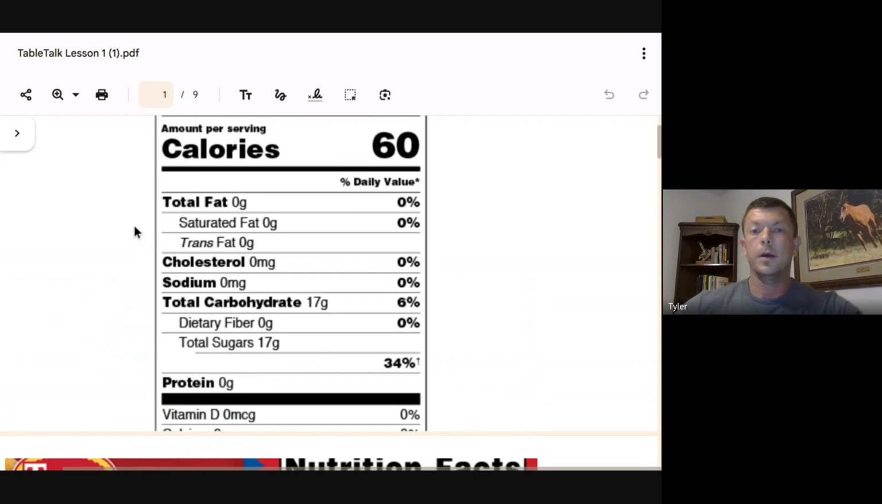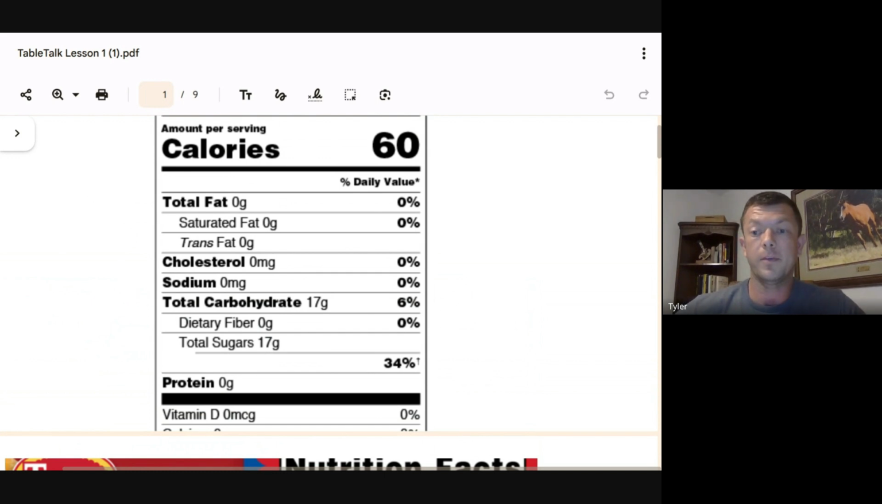So again, according to law, there are 5 things that are going to have to be in bold, and they have to be on all food labels. That's going to be total fat, cholesterol, sodium, total carbohydrates, and protein.